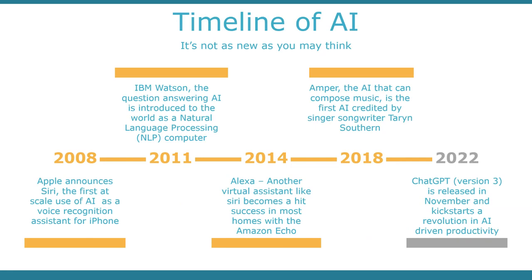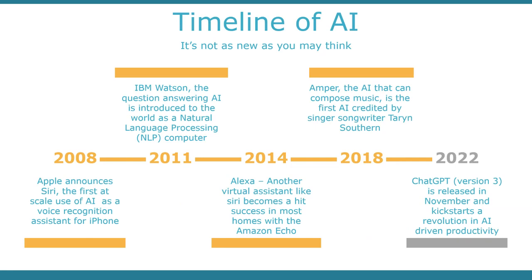In 2014, the world was introduced to Alexa, something that we can't live without, and I've just said her name and I'm sure she's about to be set off. I do have one at home. So this really introduced us to the idea of having AI in the home. In 2018, very interestingly, AMPA, an AI software program, is the first AI that's credited with a songwriting credit for a singer-songwriter called Taryn Southern, who I'd never heard of before, but it was a very interesting fact when I was doing my research ready for this.